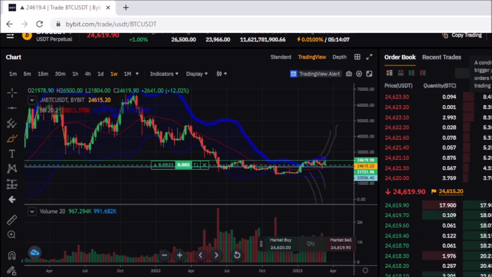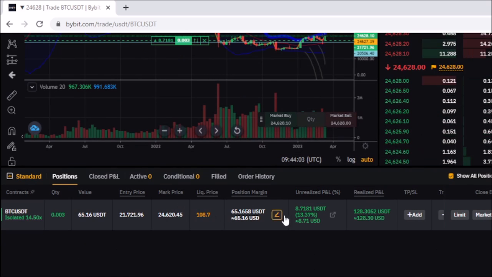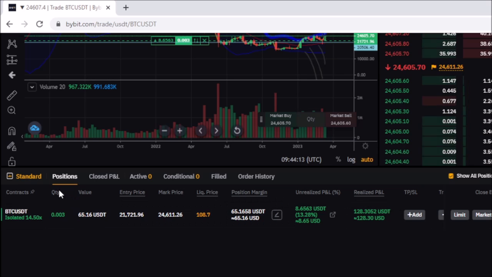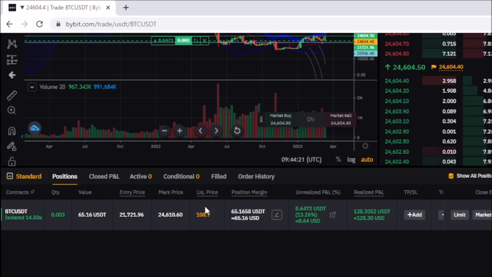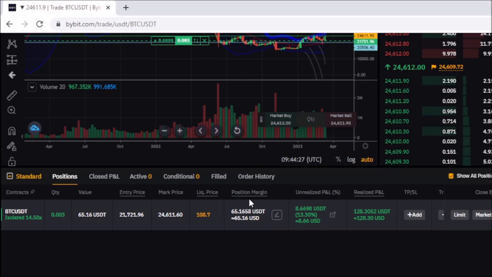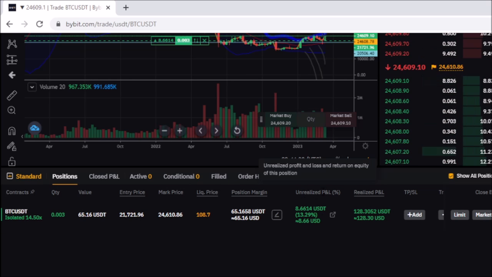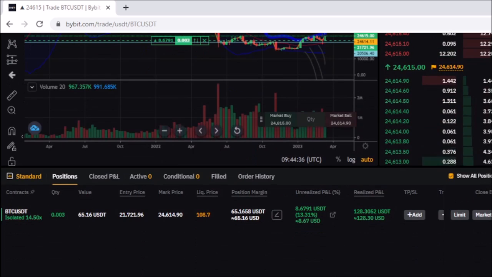With conditional, I'll make a video on how you can use conditional and make profit from that. If you want to close a trade like this one where I have entered, as you can see, this is BTCUSDT isolated 14. This is the isolated leverage that I have used. This is the quantity, this is the value, entry price, mark price, and liquidation price. So this is where they will liquidate me. Once it reaches this one, automatically they will liquidate me. This is the position margin, this is unrealized, and this is realized. So this is how everything looks.